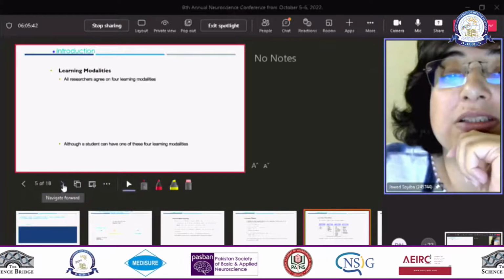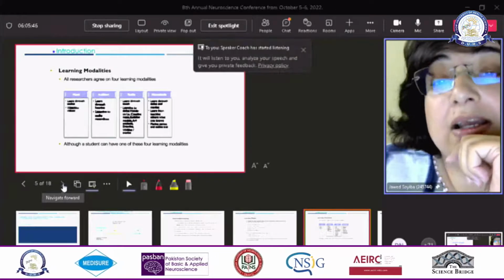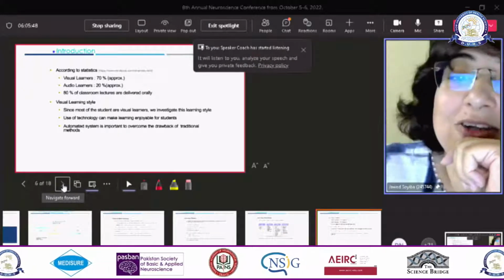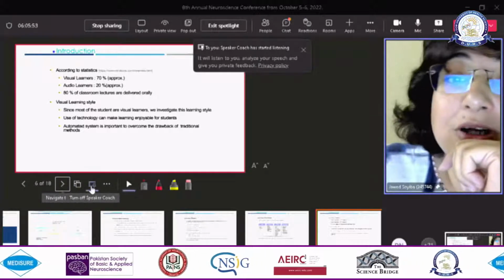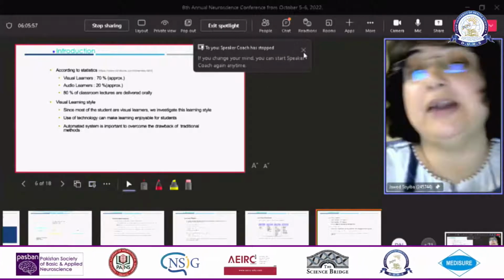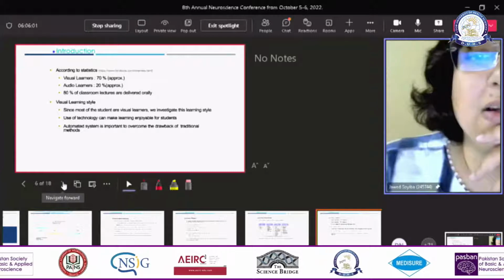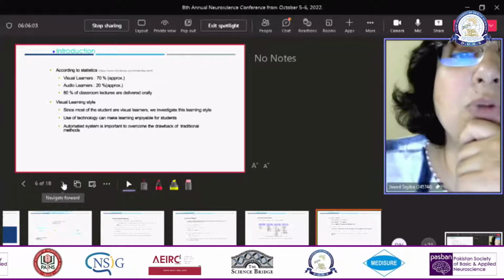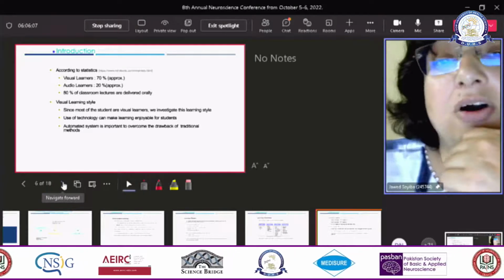70% of the students are visual learners and audio learners are 20%. The irony is 80% of classroom lectures are delivered orally. So it's very important to identify the learning style of the student, but we need to see the brain patterns, because if you tell someone their learning style subjectively, probably it's a learned behavior, and that will increase the cognitive load.